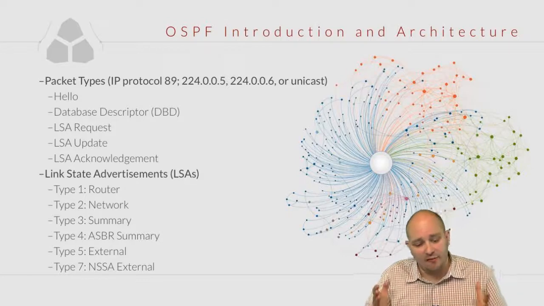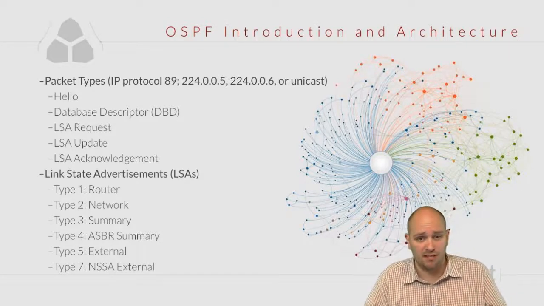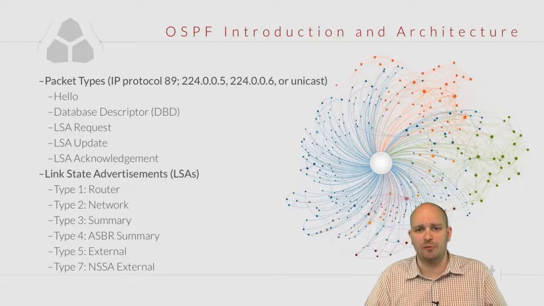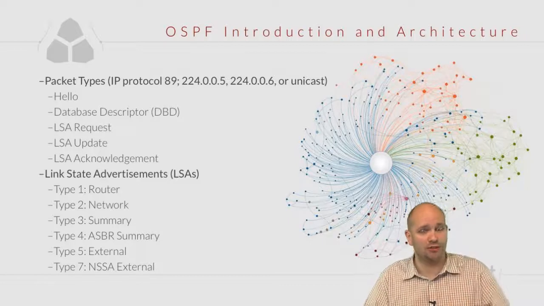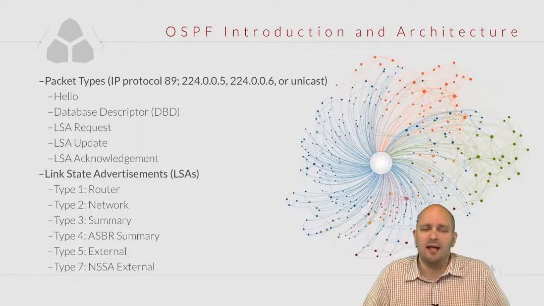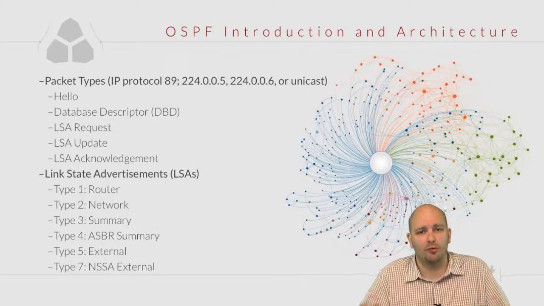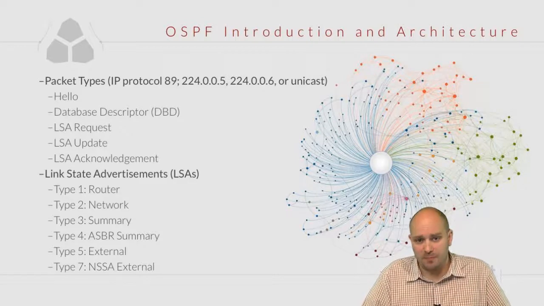OSPF has 5 different packet types. There is hello, and the database descriptors, which are used to exchange information about the contents of the database. Not the actual contents of the database, but information about what's in the database. Think of it sort of as a table of contents or menu of the OSPF database.